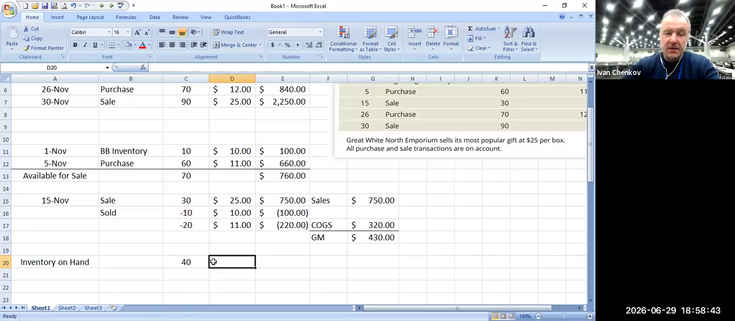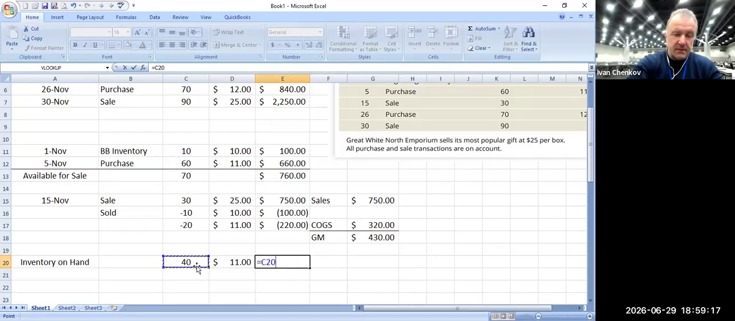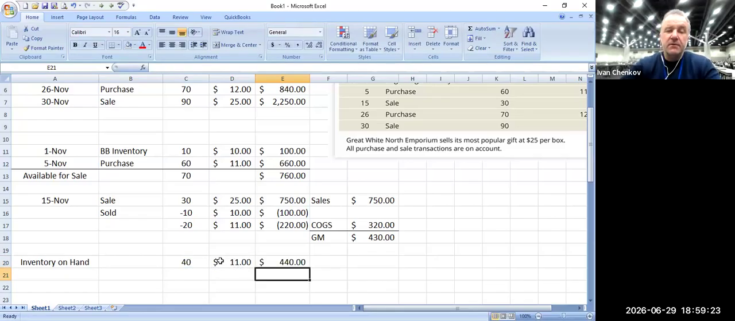The question is, what's the cost for those 40 units? Well, since we already know that those 40 units, there's no way we still have any of those 10 units from the beginning inventory because those have already been sold, first in, first out. So the only option for those 40 will be our purchase from November 5th, which is at $11 each. So the cost of my inventory available will be equal to 40 units times $11, and the cost is $440.